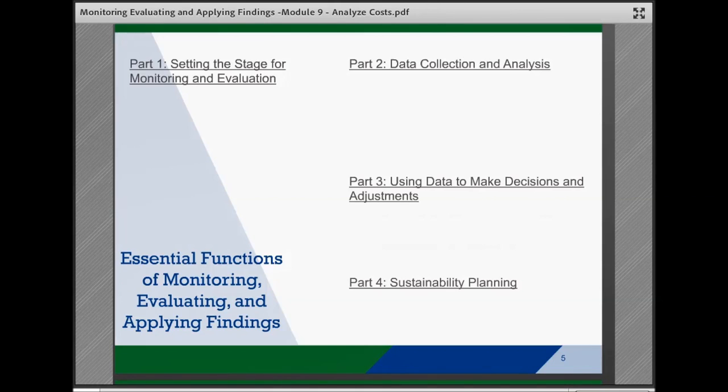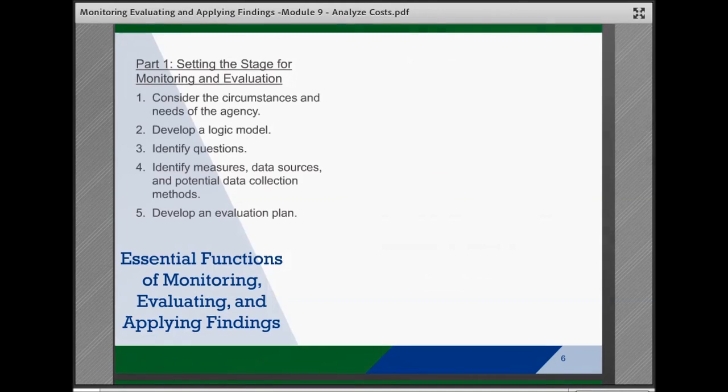The Monitoring, Evaluating, and Applying Findings brief is broken down into 4 parts and 11 essential functions or tasks. It is important to remember that while the steps are presented in a linear way, in practice, often these steps will overlap and be revisited as teams continue to monitor, evaluate, and apply their findings over time.